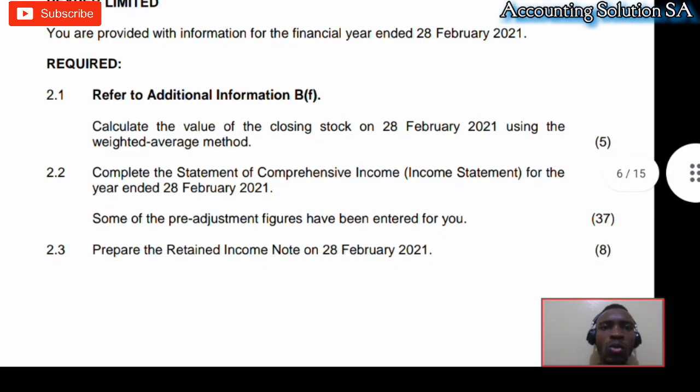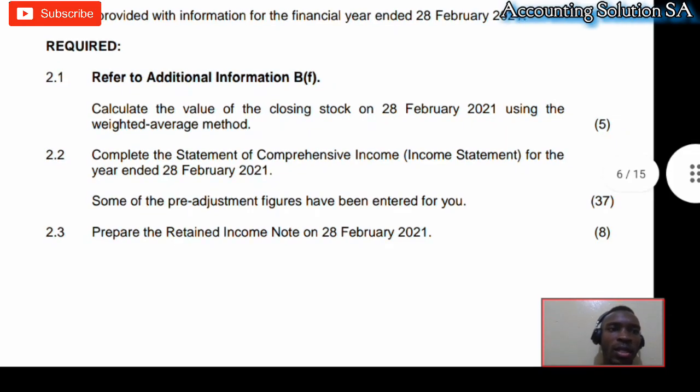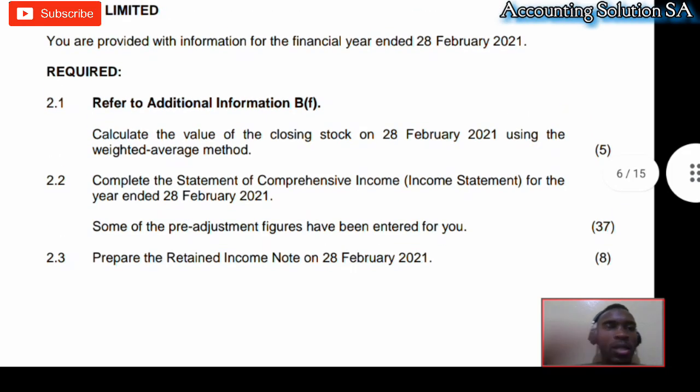Then question 2.2, complete the statement of comprehensive income for the year ended 28 February 2021. Guys, when you prepare the income statement, please make sure that you are able to read a month. You have to know when your period started and when your period ended. When we prepare a financial statement or income statement, we prepare for only 12 months. Please, when you prepare the income statement, go and revise the principle of matching concept, because it's the one that we are going to apply most under income statement.